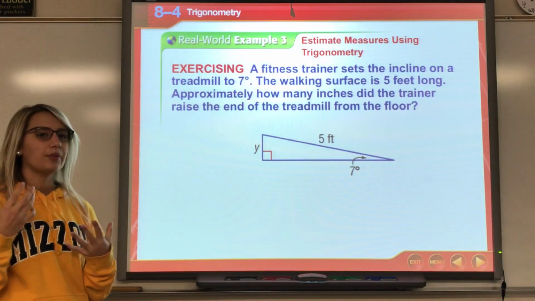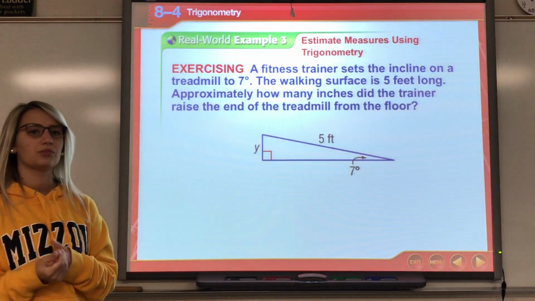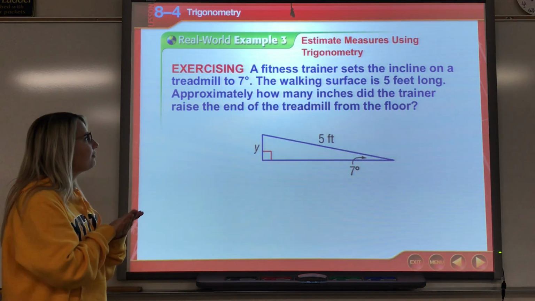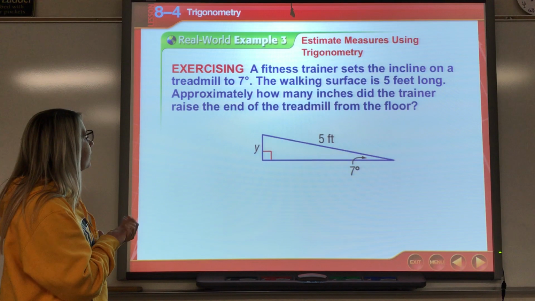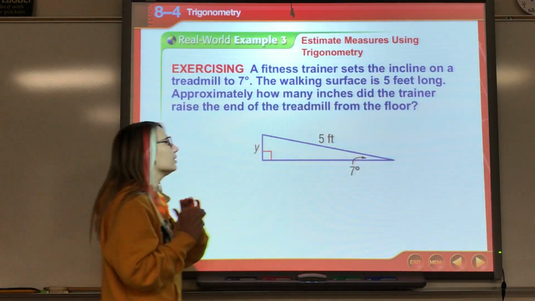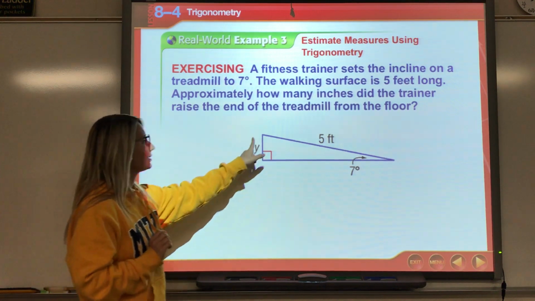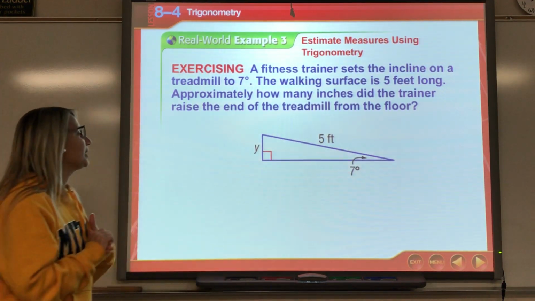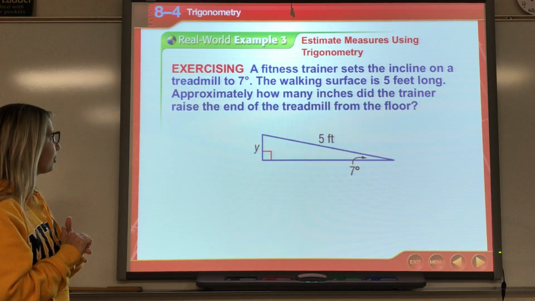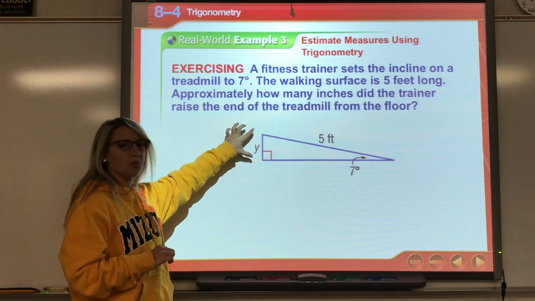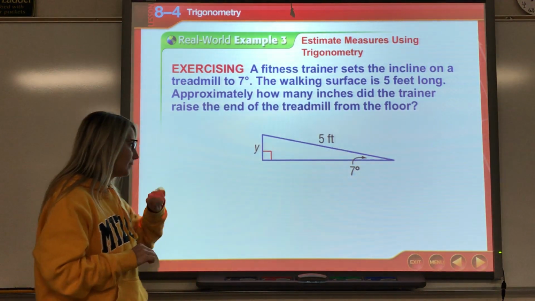Okay, so now we're applying this stuff to some real world situations where we find triangles in real life. So we have a fitness trainer sets the incline on a treadmill to 7 degrees. So that's that little angle down here. The walking surface, the hypotenuse here, is 5 feet long. Approximately how many inches did the trainer raise the end of the treadmill from the floor? So we want to know what this y is.